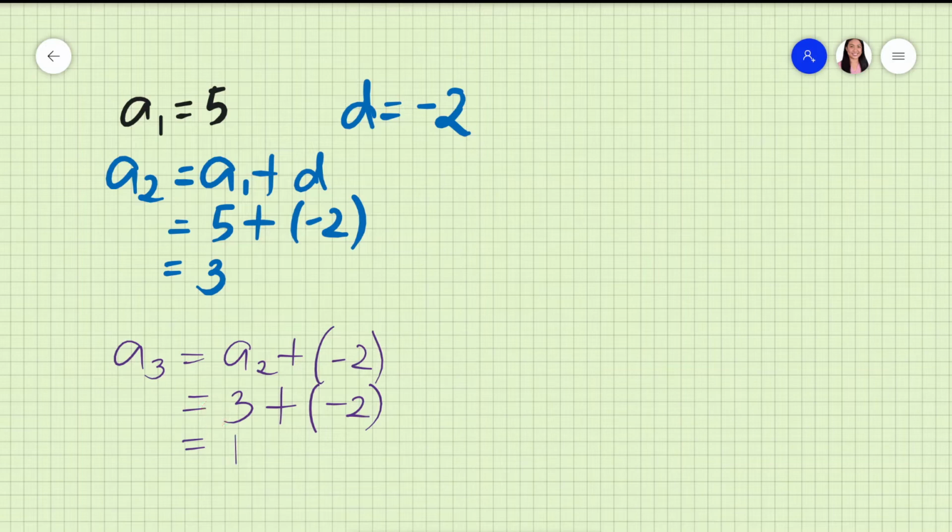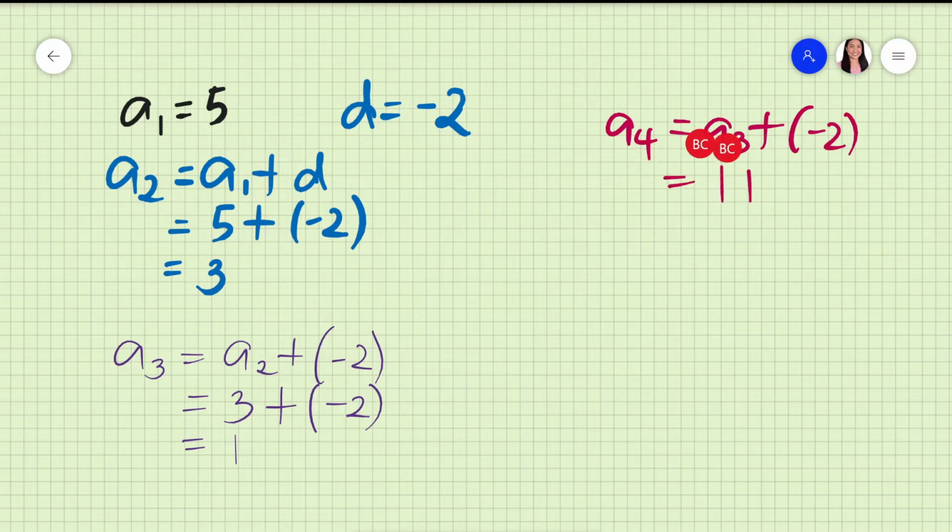Very good. For the fourth term, a sub 4 is equal to a sub 3 plus the common difference, which is -2. Substitute the value of a sub 3, which is 1, plus quantity -2. Perform the indicated operation. 1 plus negative 2, the answer is negative 1.